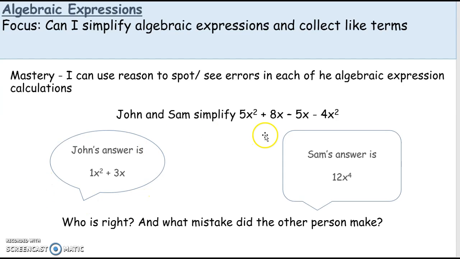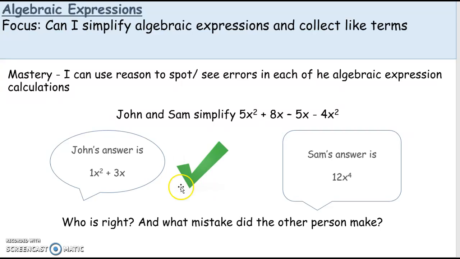So looking at it, your very first clue is to look at the 5x squared minus the 4x squared. And that gives you 1x squared already. The 8x minus 5x will give you 3x. So obviously, John has the right answer. But it's important to look at what did Sam do to give this answer of 12x to the power 4.